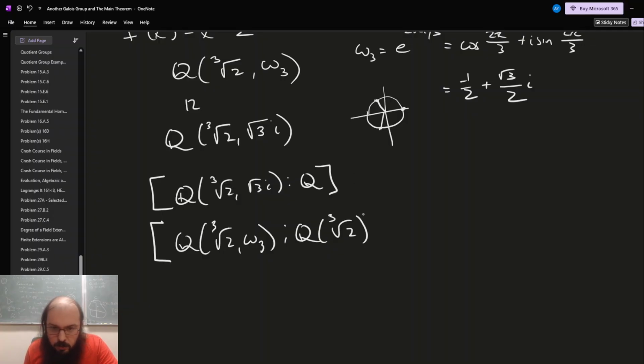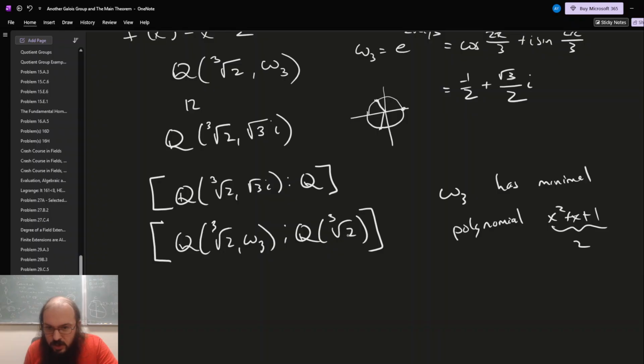Yes, because we know that omega 3 has minimal polynomial, right? We saw in our example on the cyclotomic and roots of unity, x squared plus x plus 1, which is degree 2. And notice that while this is defined over Q, we're not using that cube root of 2 anywhere. It doesn't help us. And so that means this must be 2. On the other hand, I know what Q adjoin cube root of 2 has degree over Q itself, that's 3.